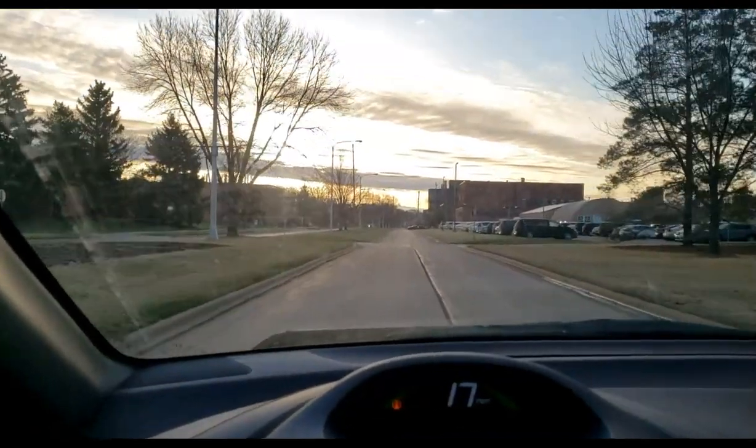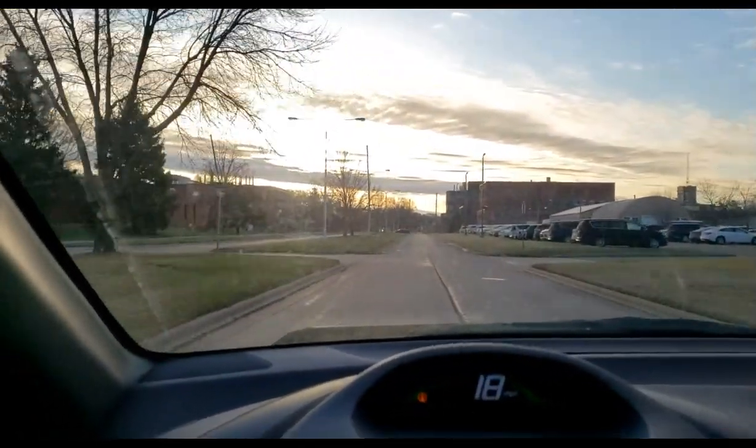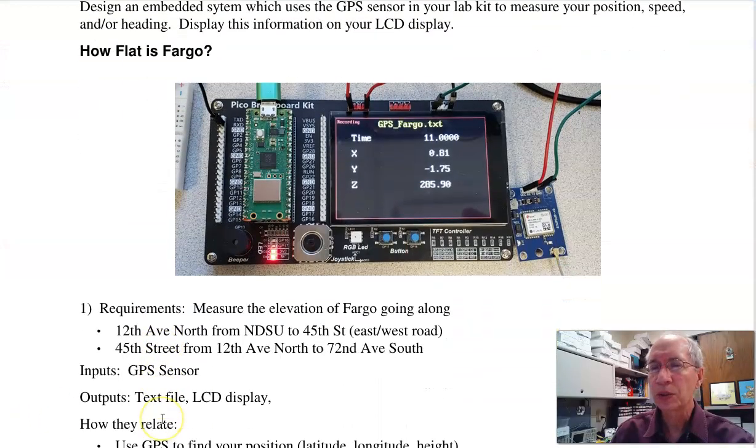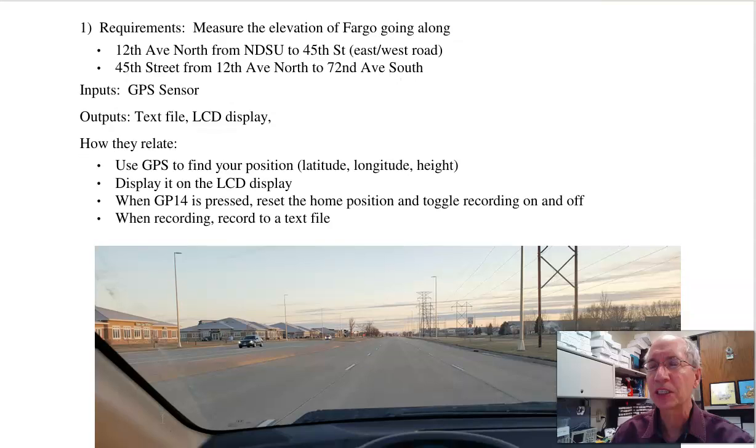Here we are, just arrived on campus. So that's the idea. Want to run around Fargo, measuring the elevation as I drive down 12th Avenue North, going east-west, and then 45th Street South, going north-south. See what the elevation is.